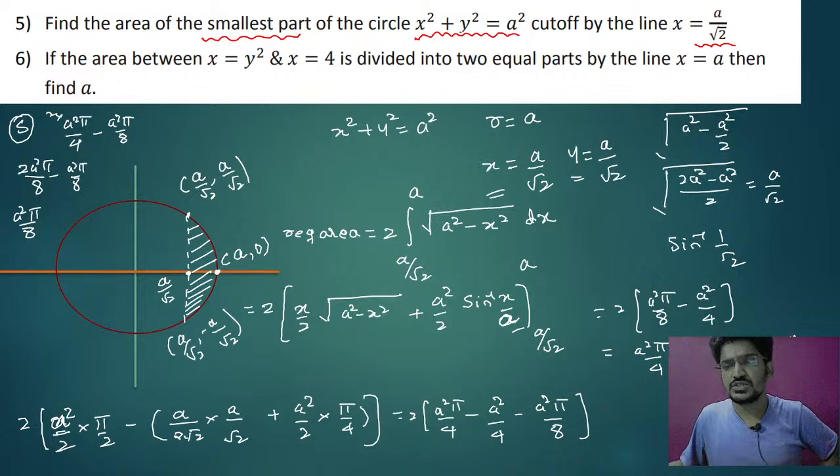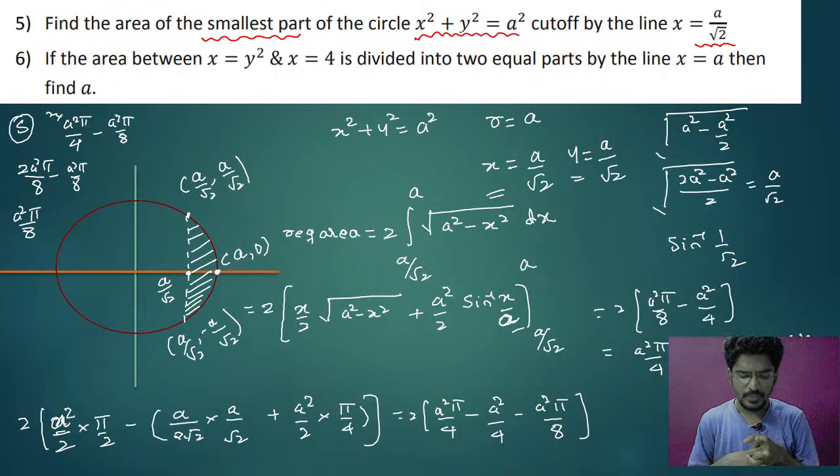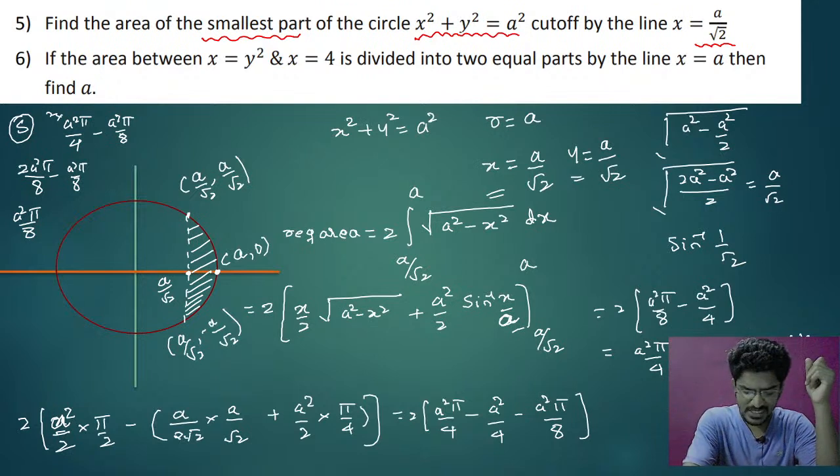Square units. So this is a little bit complicated problem to solve. I don't know how many of you have understood this, but quickly tell me how many of you have understood this so that I can get an idea whether you all have understood or not. So the answer will be a square pi by 4 minus a square by 2.